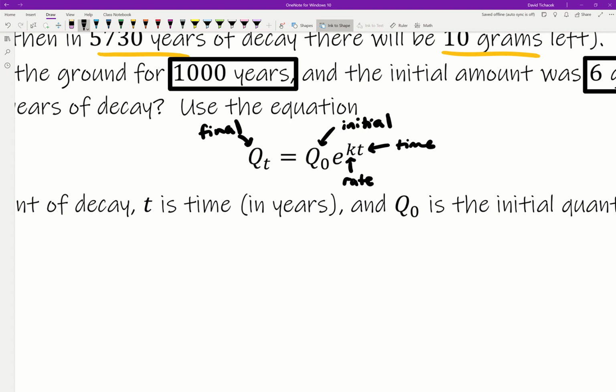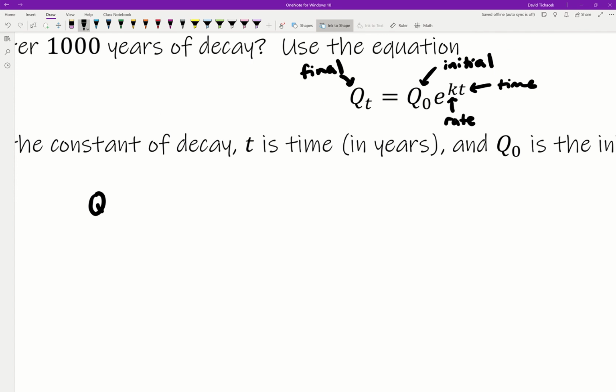To solve the problem, we're going to apply that model. We're going to say that the amount that we end with, our final amount, is equal to our initial amount, Q0, times Euler's number to the power of our rate, k, times time. Let's plug in what we know. We start off with 6 grams here. We multiply that times Euler's number to the power of our rate times time. Now, we don't really know what the rate is, but we know that time is 1,000 years. So we want to figure out how much is left over after 1,000 years of decay.